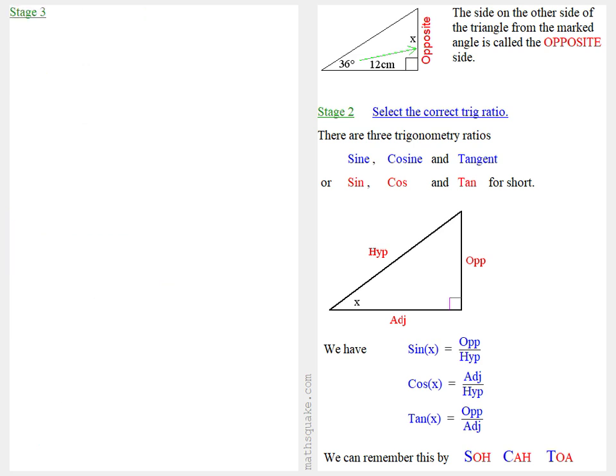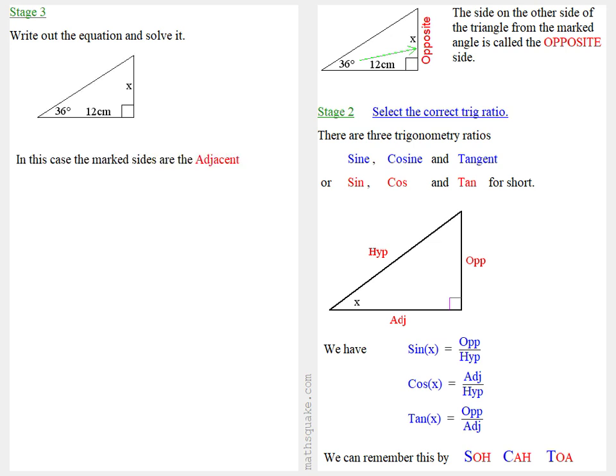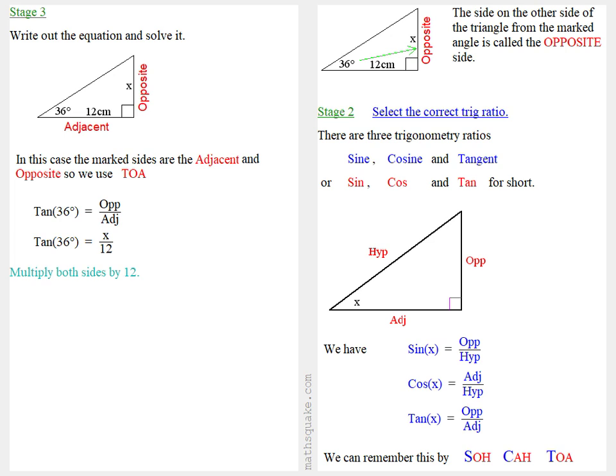Stage 3. Write out the equation and solve it. In this case, the marked sides are adjacent and opposite, so we use TOA. So the tangent of the angle, tangent of 36 degrees, is equal to the opposite over the adjacent. And if we put in the values, we've got tangent of 36 equals x over 12. If we multiply both sides by 12, that gives us 12 times tangent of 36 is equal to x.